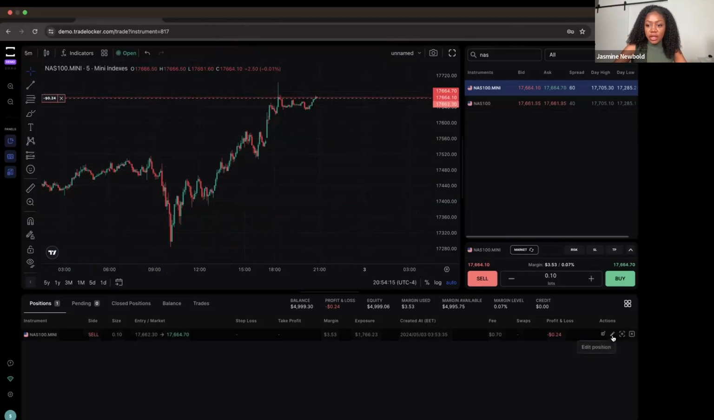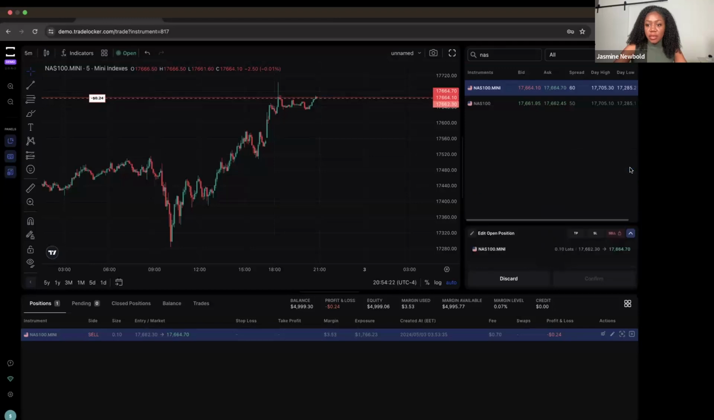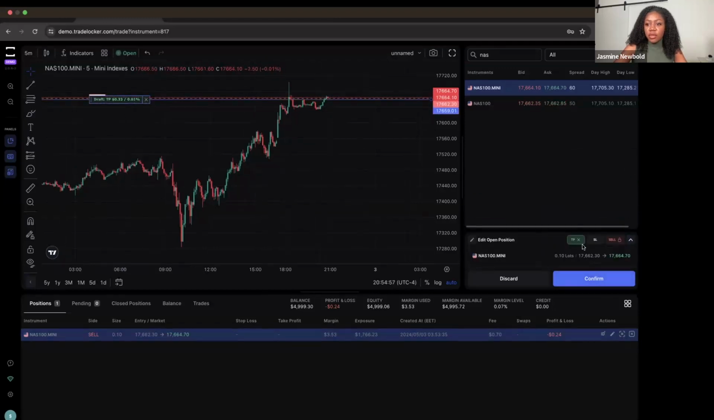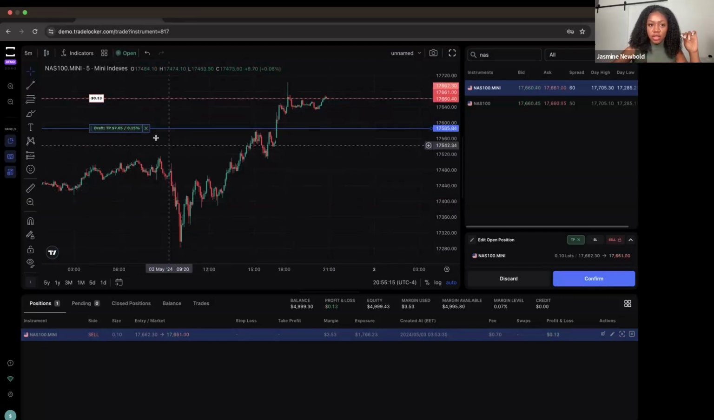Or you can come down here, click edit position, and you can close it. And you can also set up your take profit and stop loss. So I just clicked on take profit over here, and you can drag this to where you want to take profit at. So you can see on the chart how much money you're going to make if you set your take profit right there. Very simple and easy to read and understand.